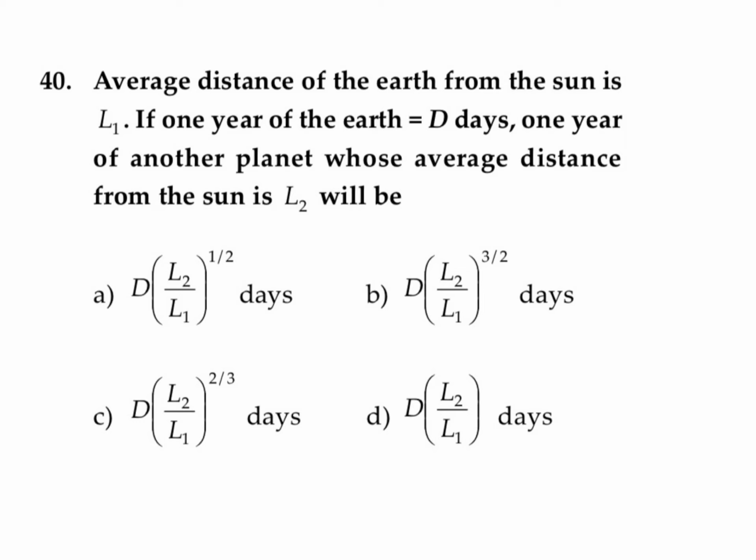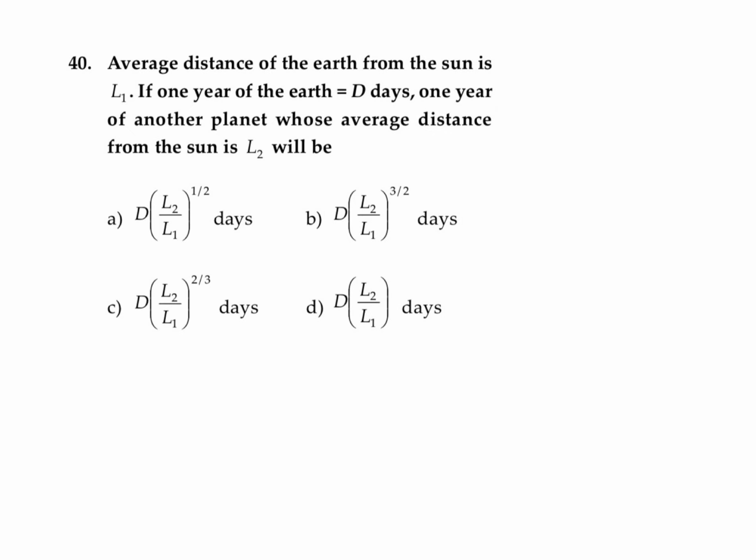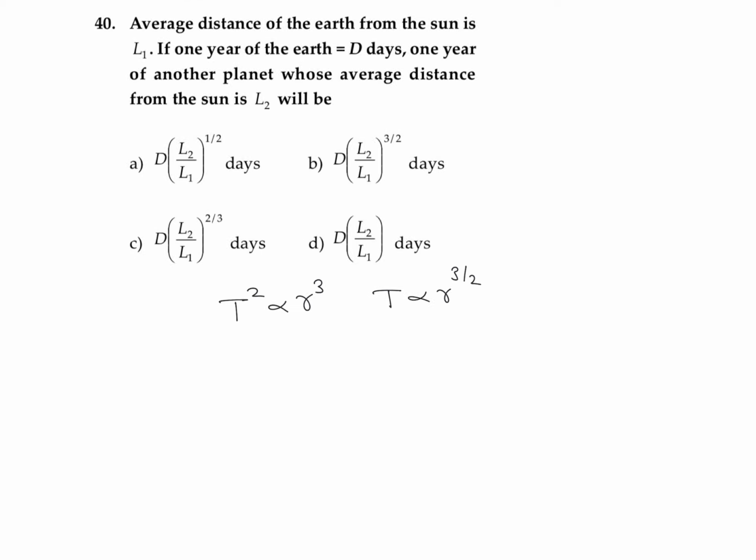Average distance of Earth from Sun is L1. If 1 year of Earth is equal to d days, 1 year of another planet whose average distance from the Sun is L2 will be? So we know that the square of time period is directly proportional to cube of average distance, or you can write the value of T is directly proportional to r raised to 3 divided by 2.